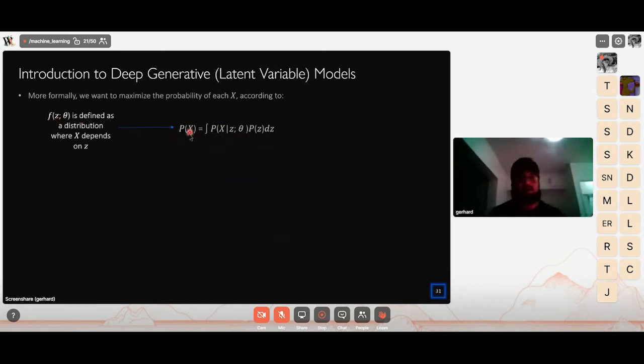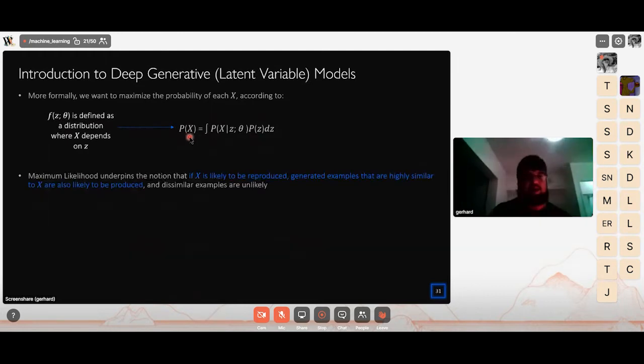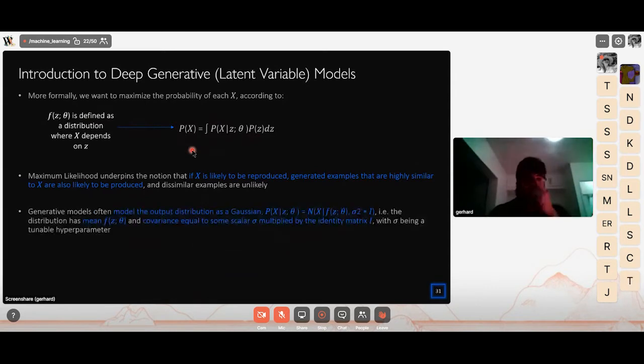More formally, we want to maximize the probability of the data over this integral. So over all X, over all Z, we want to maximize the probability of X. The f of Z and theta that we explained in the previous slide is here defined as a distribution where X depends on Z. Maximum likelihood then underpins the notion that if X is likely to be reproduced by this process, then we're also likely to generate examples that are similar or from the same data distribution as X.